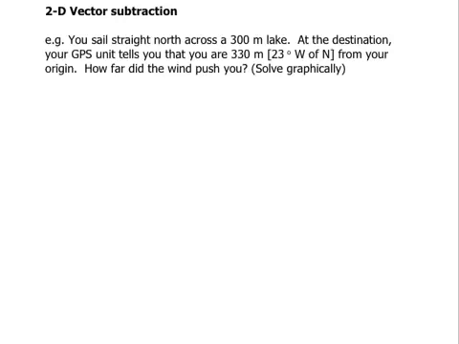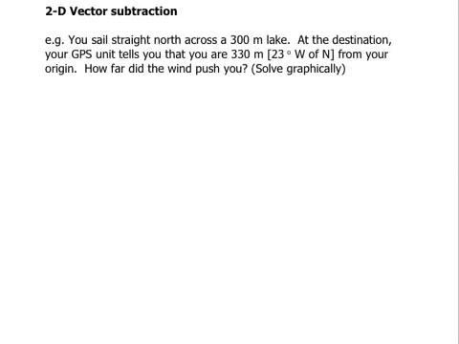So let's now deal with vector subtraction. In some cases, you have to subtract one vector from another to find what you're looking for. In this case, you set sail straight across a 300-meter lake northwards. At the destination, however, your GPS unit tells you that you are actually 330 meters at 23 degrees west of north from your origin. How far did the wind push you?